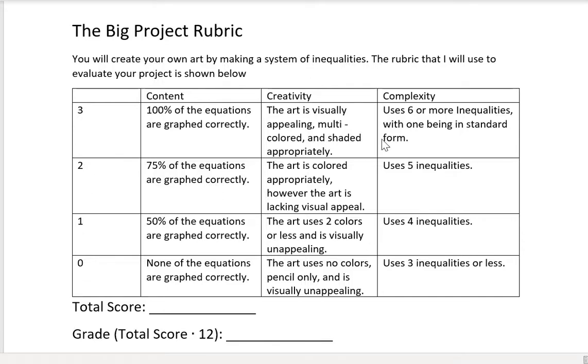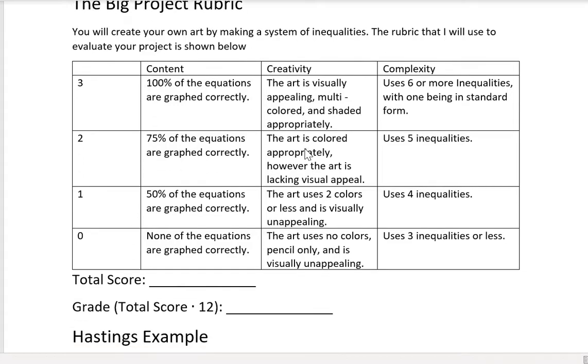Here we go, the big project rubric. You will create your own art by making a system of inequalities. The rubric that I will use to evaluate your project is shown below. In the very first column, we have content. 100% of the equations graphed correctly gives you 3 points. 75% gives you 2. 50% gives you 1. And none of the equations graphed correctly gives you 0 points.